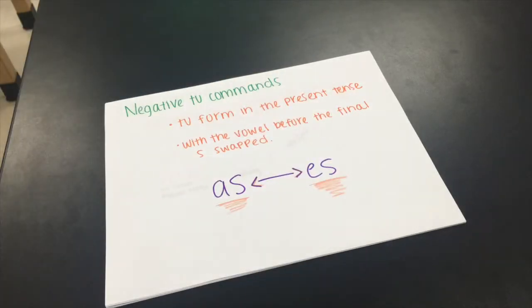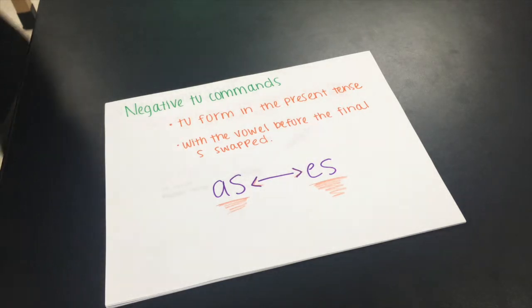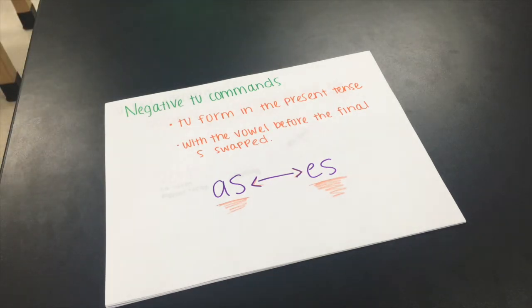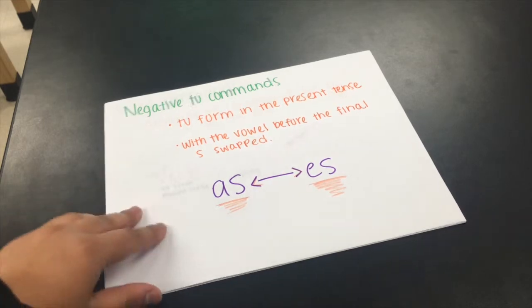The negative tú commands are basically the tú form in the present tense with the last vowel swapped. So for example, if the verb ends with as, it'll be switched to es, and if the verb ends with es, it'll end with as. There's a couple exceptions to this rule, but we'll get back to that later.